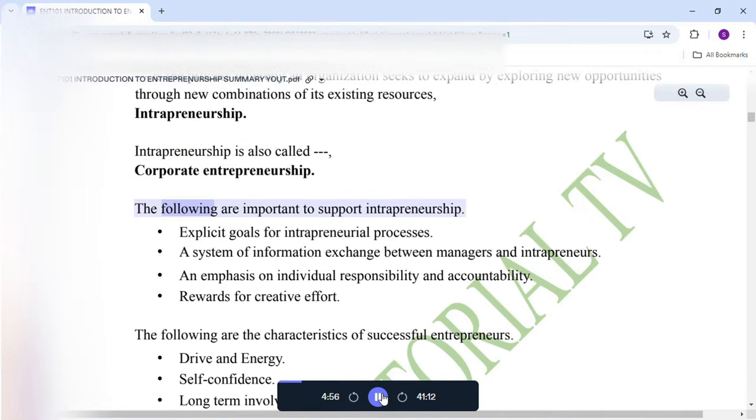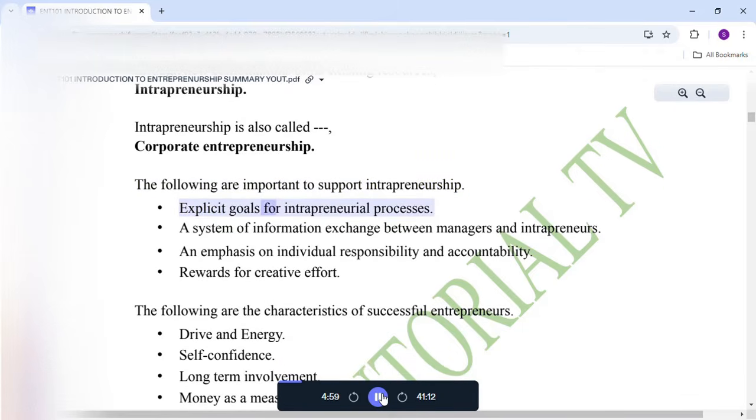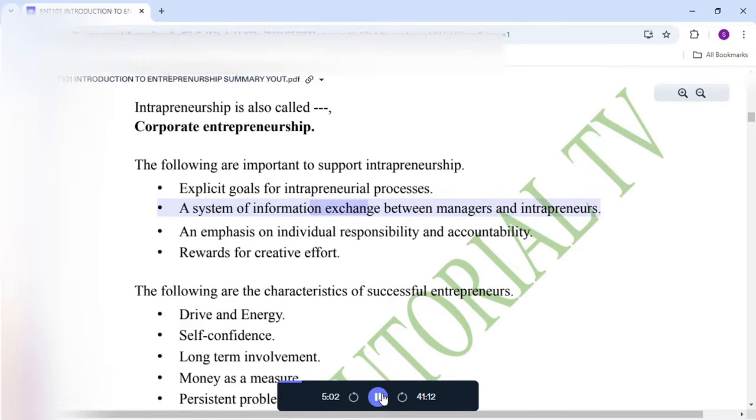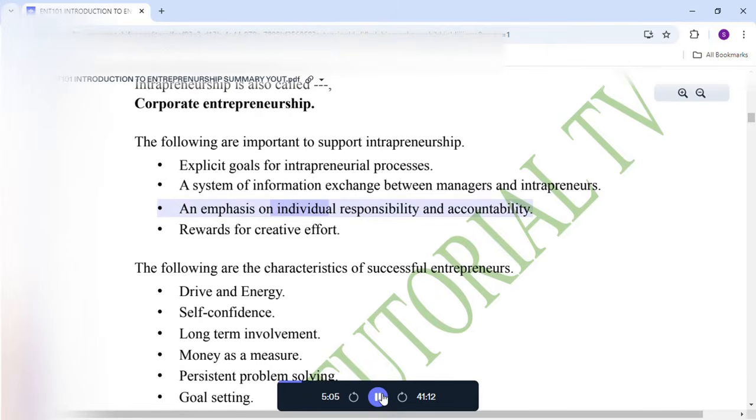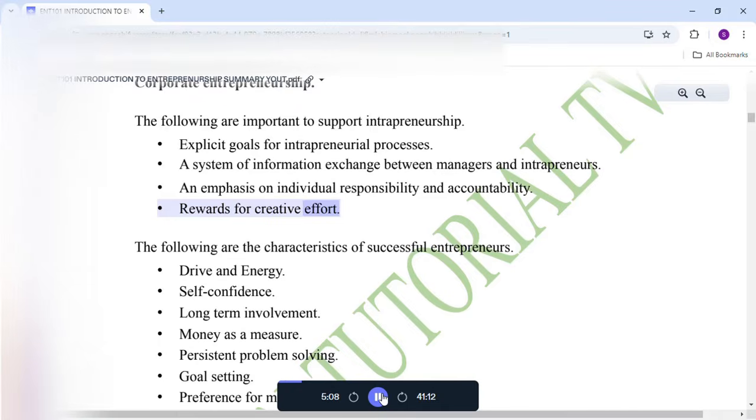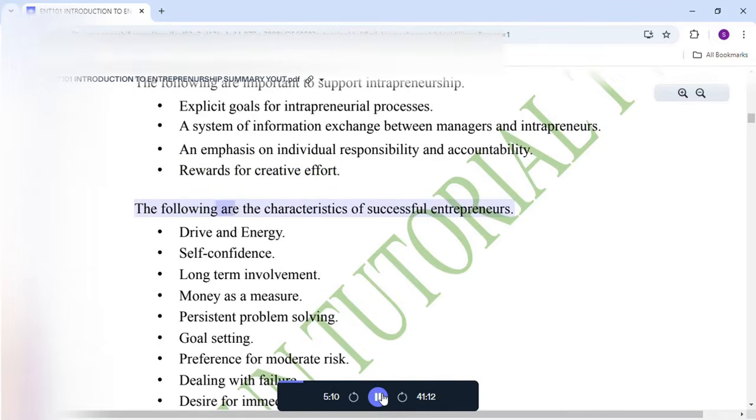The following are important to support entrepreneurship. Explicit goals for entrepreneurial processes. A system of information exchange between managers and entrepreneurs. An emphasis on individual responsibility and accountability. Rewards for creative effort. The following are the characteristics of successful entrepreneurs.